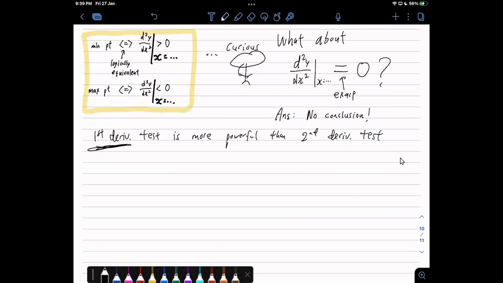Let me show you the example. y equals x power 4. Find SP, determine nature. How? Tell me the 3-letter procedure.